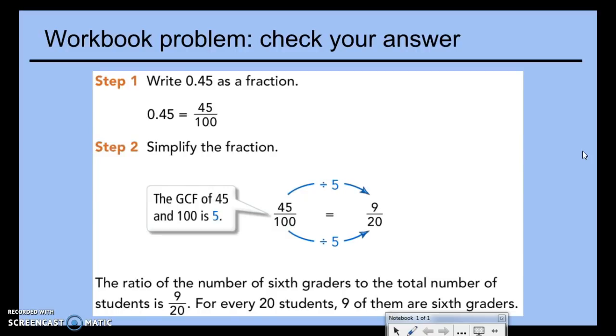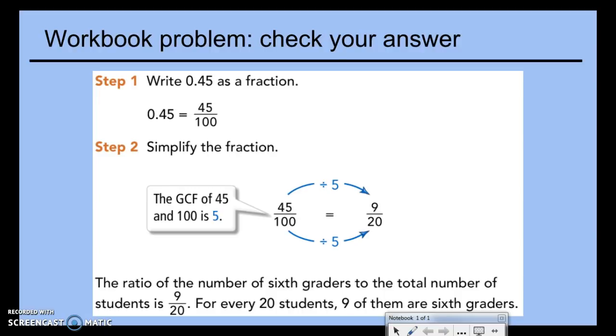Alright, so like I said, 0 and 45 hundredths is also written as 45 over 100. Step 2, simplify the fraction. So you've got to find the greatest common factor of 45 and 100, and that is 5. 45 divided by 5 is 9. 100 divided by 5 is 20. Now 9 and 20 do not have a common factor that is greater than 1.